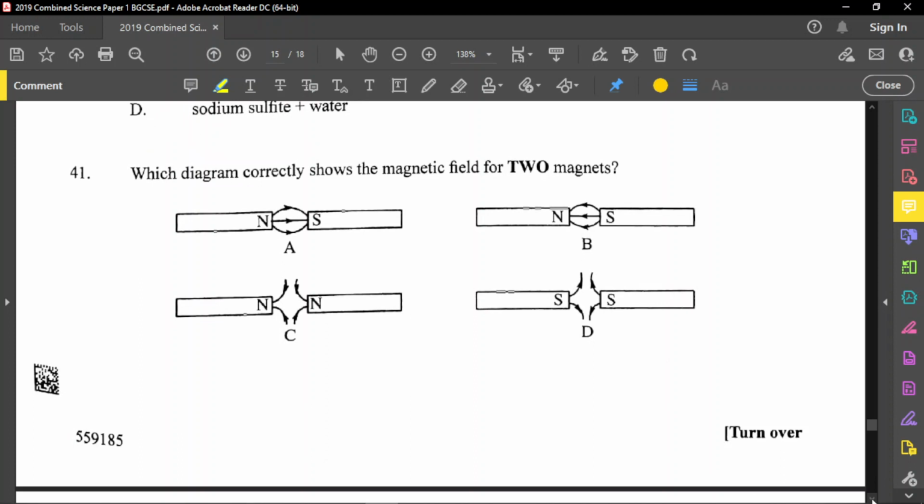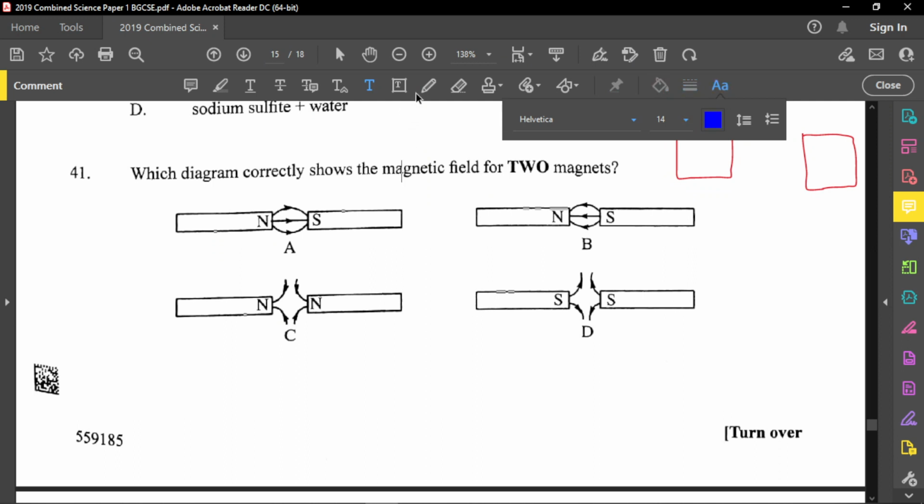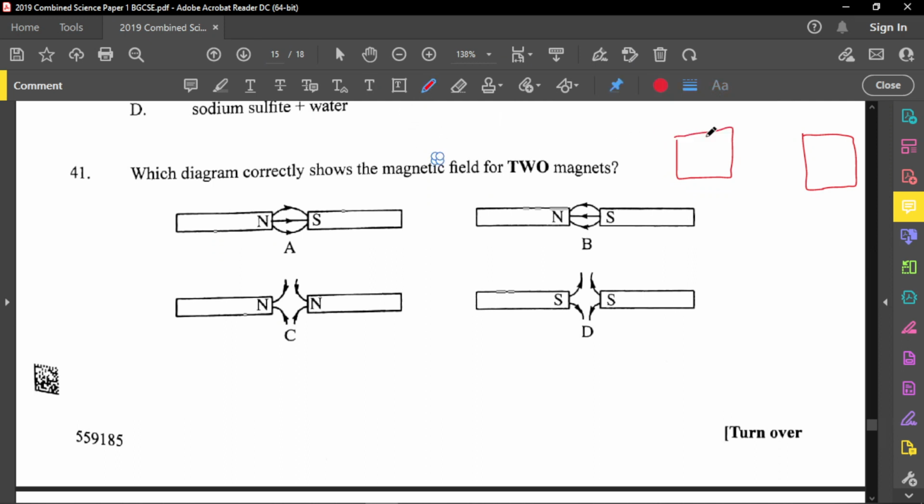Question number 41 is which diagram correctly shows the magnetic field for two magnets? Now, once you have magnets, there's something you need to know. It's a must-know thing. Let's talk about south and north real quickly. Let's call this N, north, and let's call this one south.